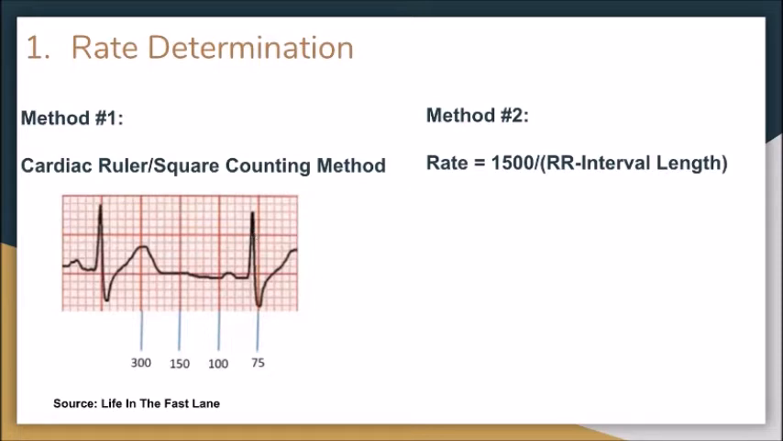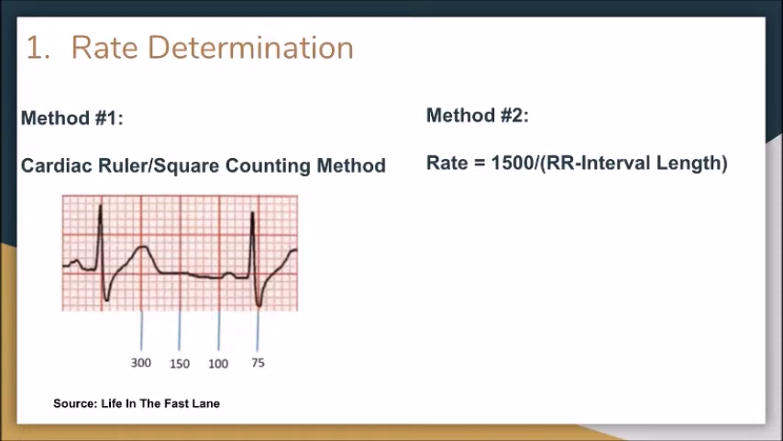Note that this method does not give you an exact number, but it gives you a good estimate. And if you're just trying to figure out if the patient is tachycardic, bradycardic, or in the normal range, this method is perfectly fine for a good estimate. So that's the square counting method. And we'll do a few examples a little bit later just to reinforce this concept.